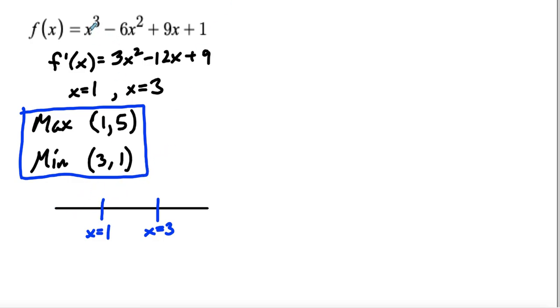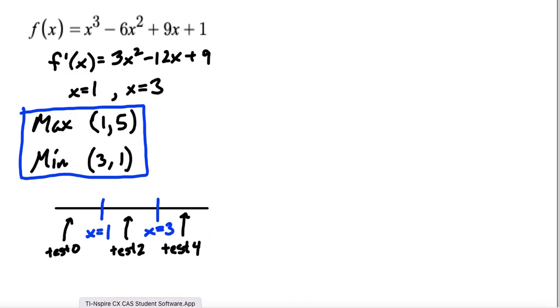Because this is a polynomial, it's just going to alternate. But all you have to do, right, is I want to test numbers in between our maxes and mins. So I could test 0, test 2, and we'll test 4.